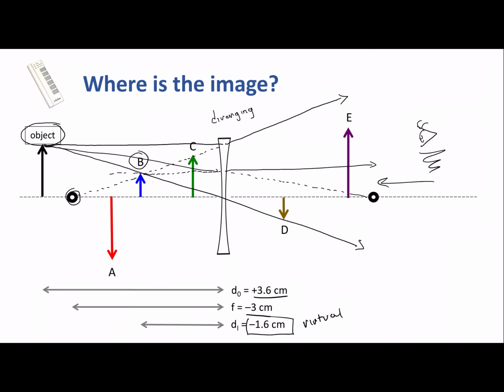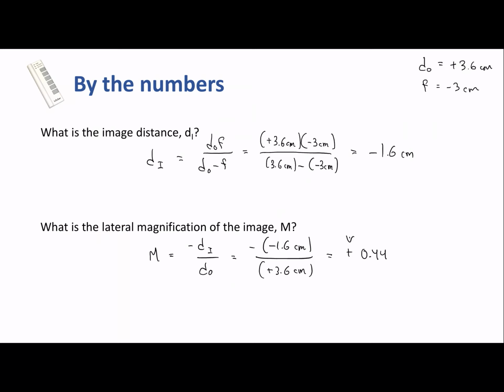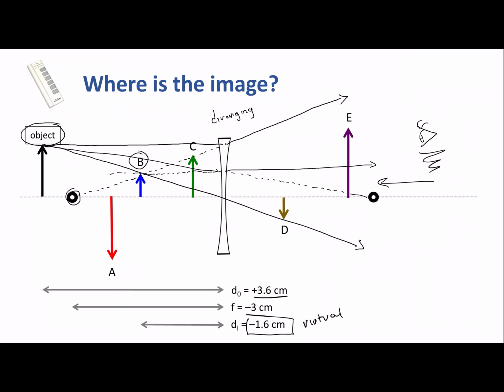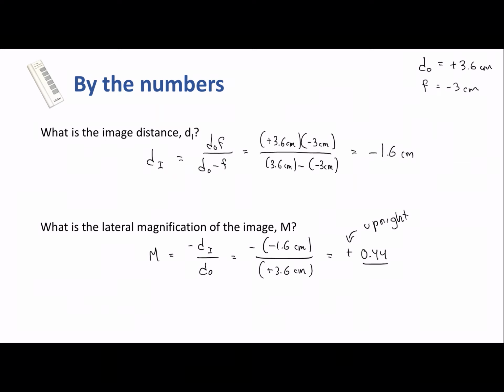Well, let's go back and see. That plus tells me it's upright, which it is, and it's a little less than half the size of the original. Is that true? It's upright. And it is roughly a little less than half the size of the original. So the numbers work out. They're much more reliable than ray diagrams. Ray diagrams, like I said, can be really tricky.